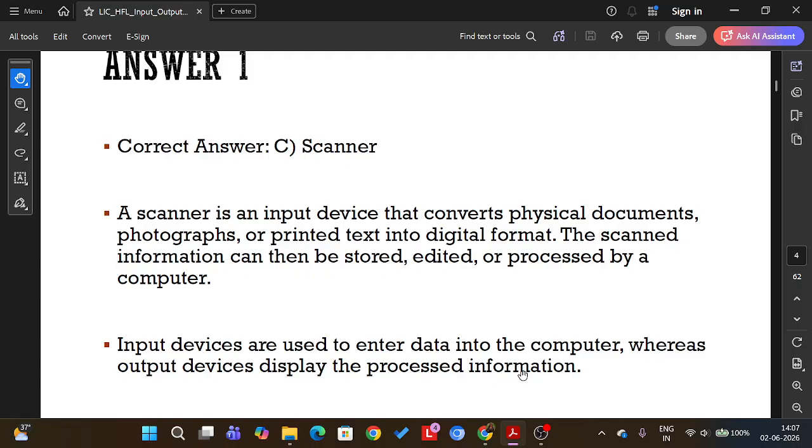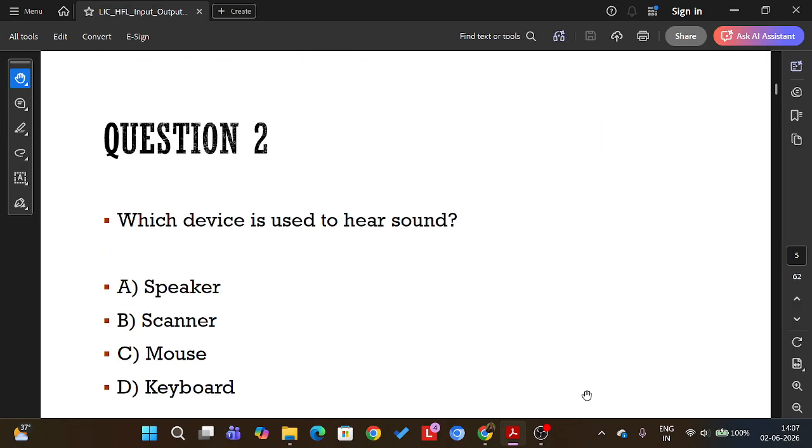The scanned information can then be stored, edited, or processed by a computer, just like you take a picture on your phone. You scan a picture. Input devices are used to enter data into computers, whereas output devices display the processed information.